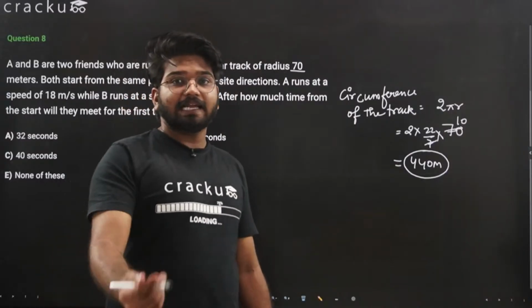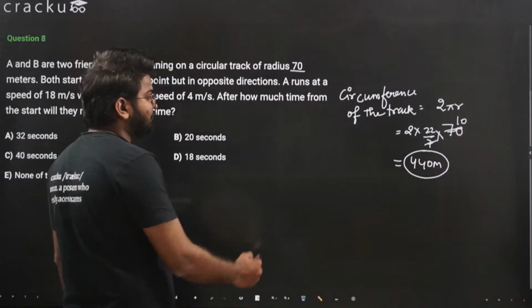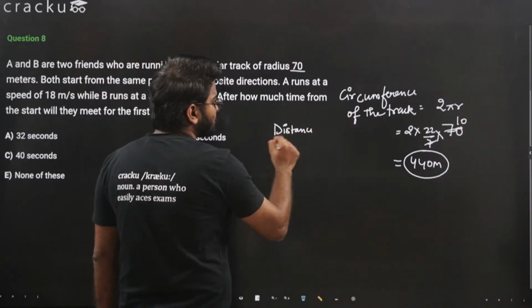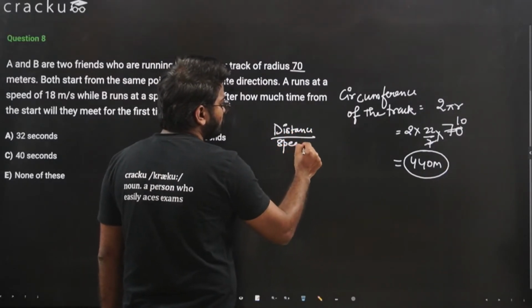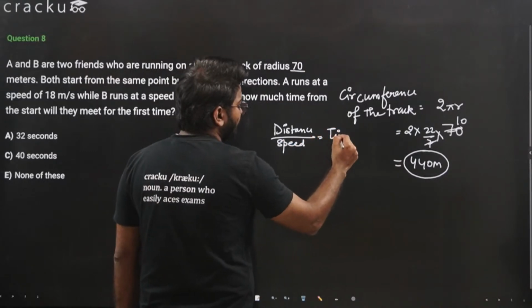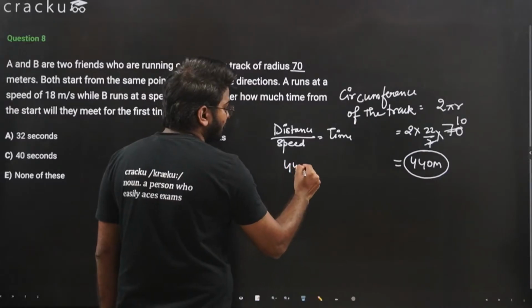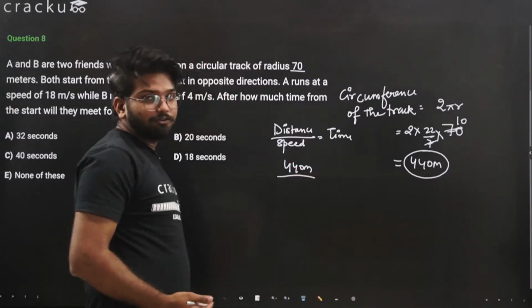Now we need to find the time taken. For time taken, we know that distance divided by speed is equal to time. The distance they need to cover is 440 meter, and the speed will be the relative speed.